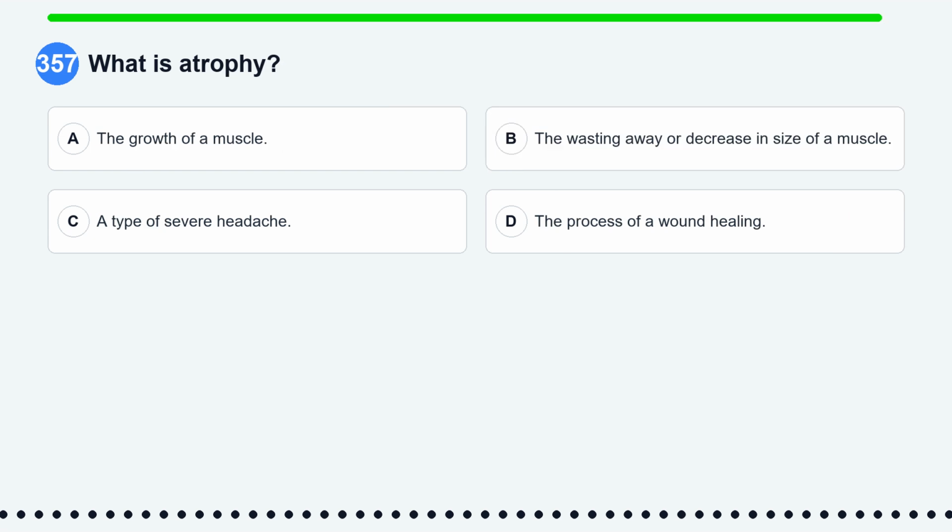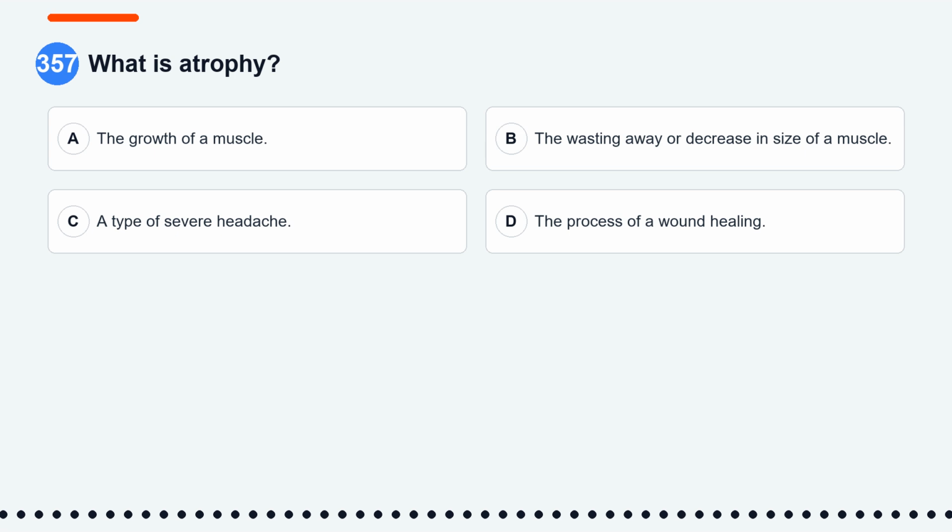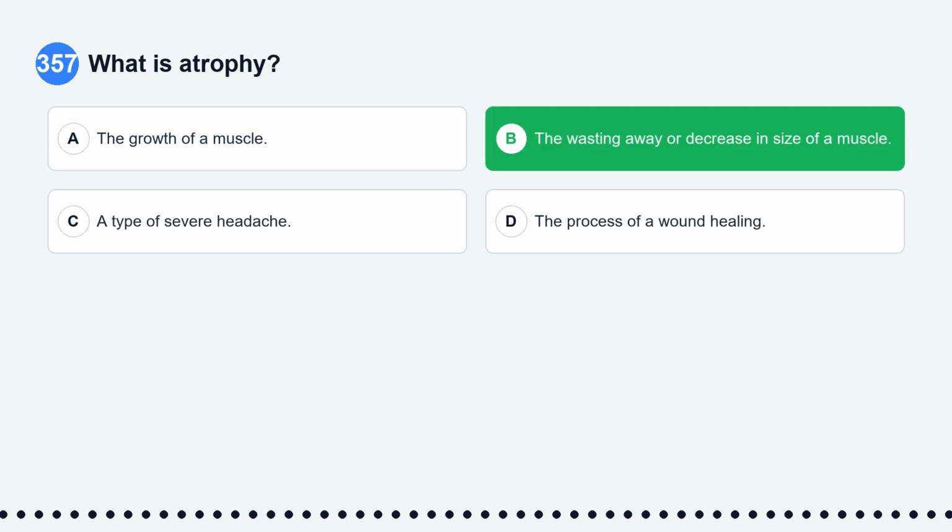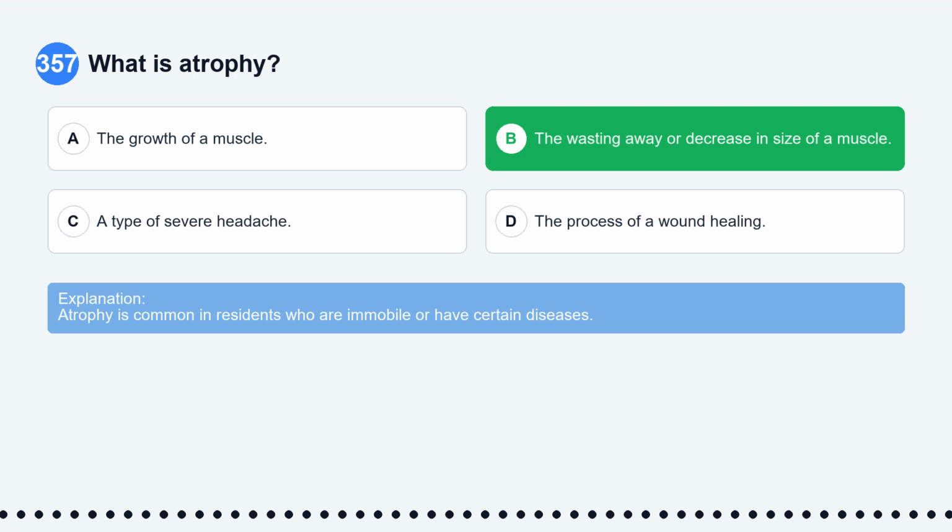Question 357. What is atrophy? Option A. The growth of a muscle. Option B. The wasting away or decrease in size of a muscle. Option C. A type of severe headache. Option D. The process of a wound healing. The correct answer is option B. The wasting away or decrease in size of a muscle. Atrophy is common in residents who are immobile or have certain diseases.